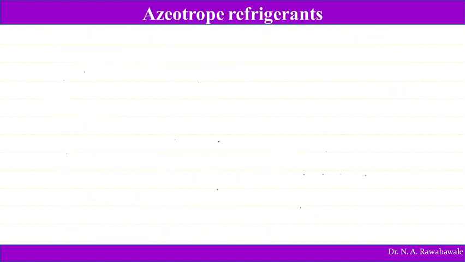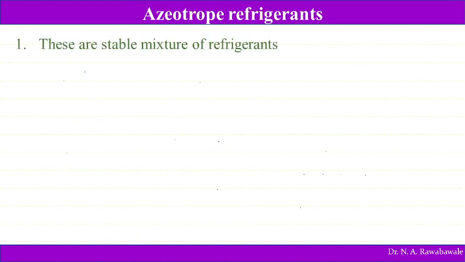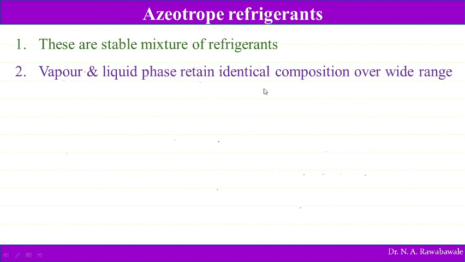Now the second category is azeotrope refrigerants. What are these azeotrope refrigerants? Generally, two kinds of refrigerants are mixed to obtain azeotrope refrigerants. In short, we can say these are hybrid refrigerants. The vapor and liquid phases retain identical composition over a wide range of temperature. Such as water: whether it is solid ice, vapor, or liquid, its chemical composition remains the same, that is H2O. Similarly, in azeotrope refrigerants, the composition remains constant over a long range of temperature. It does not change.